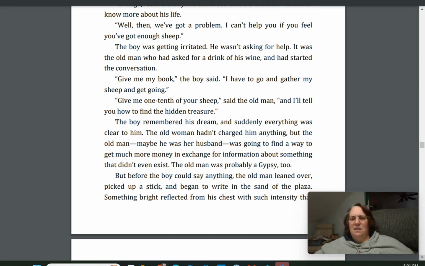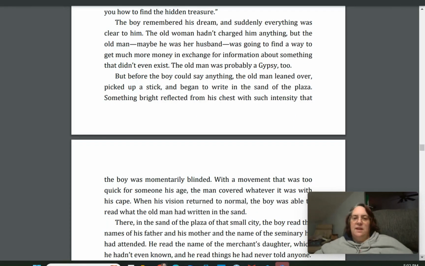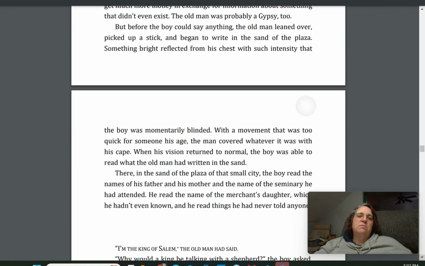Give me my book back, the boy said. I have to go gather my sheep and get going. Give me 1/10 of your sheep, said the old man, and I'll tell you how to find the hidden treasure. The boy remembered his dream, and suddenly everything was clear to him. The old woman hadn't charged him anything, but the old man, maybe he was her husband, was going to find a way to get much more money in exchange for information about something that didn't even exist. The old man was probably a gypsy too.